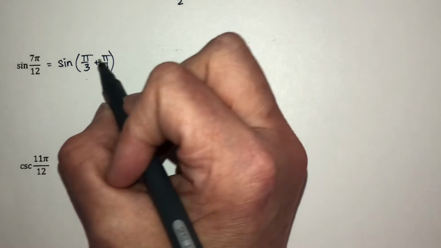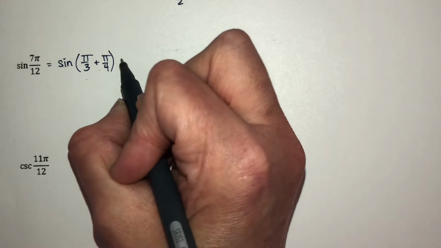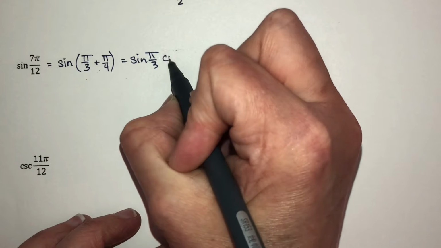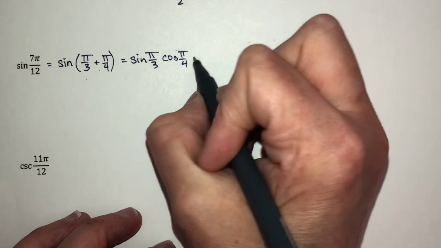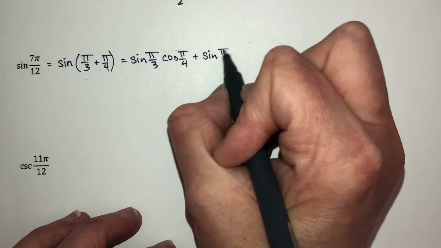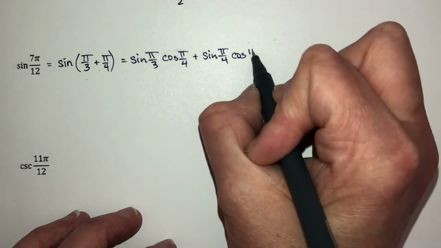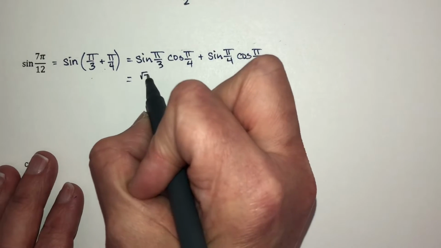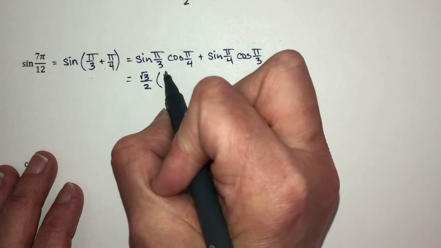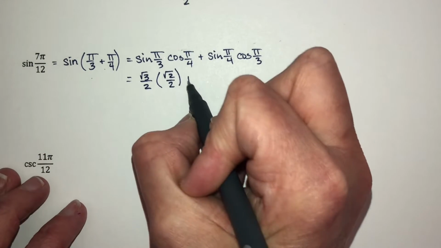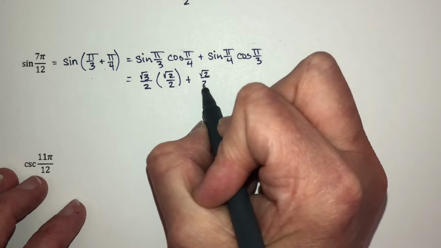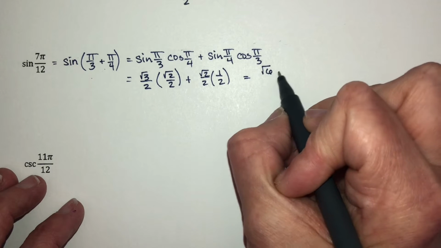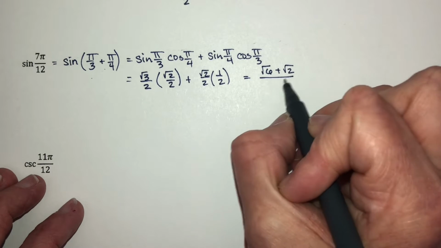Now, if you use your sum formula for sine, you get sine of pi over 3 times cosine of pi over 4 plus sine of pi over 4 times cosine of pi over 3. Sine of pi over 3 is square root 3 over 2 times square root 2 over 2 plus square root 2 over 2 times 1/2. So we have square root 6 plus square root 2 over 4.